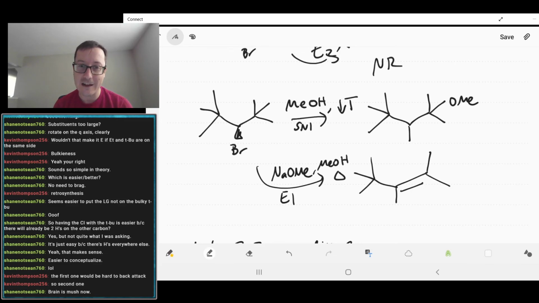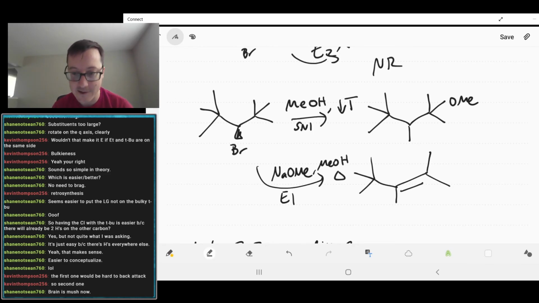So it's potential that all three things would happen. E2, of course, would not happen in any circumstance. But you could have SN2, you could have E1, you could have SN1 all happening at the same time. So look at your conditions, choose your conditions so that they are most appropriate for the reaction you want to happen.